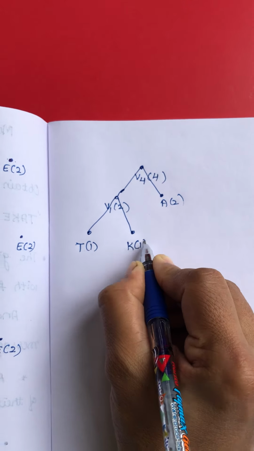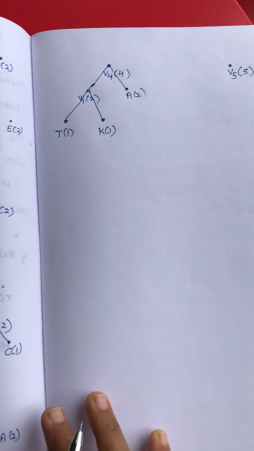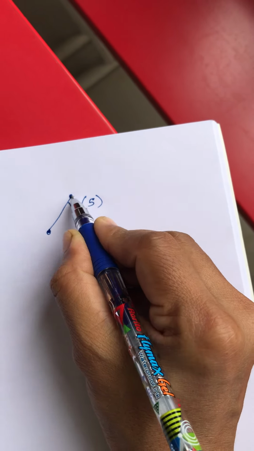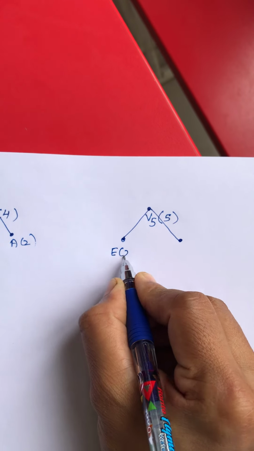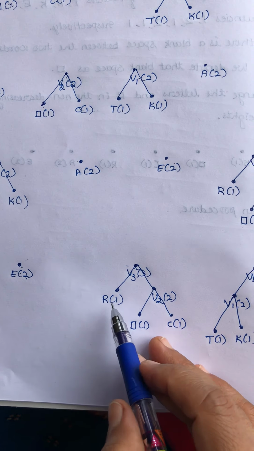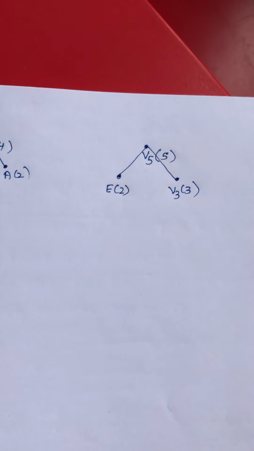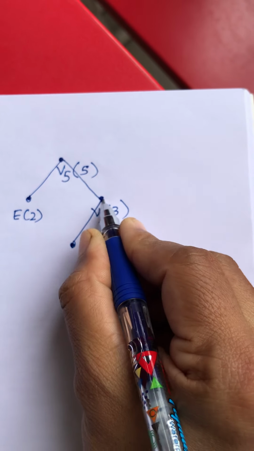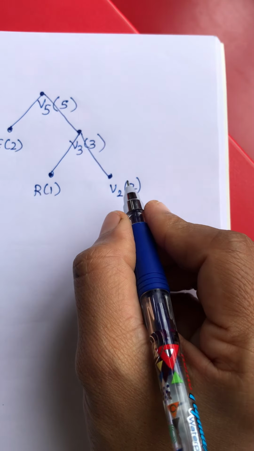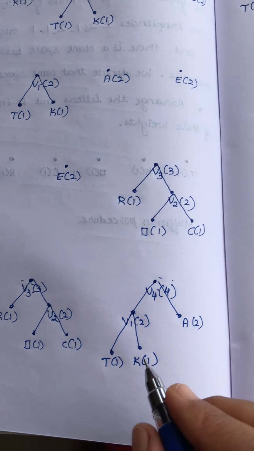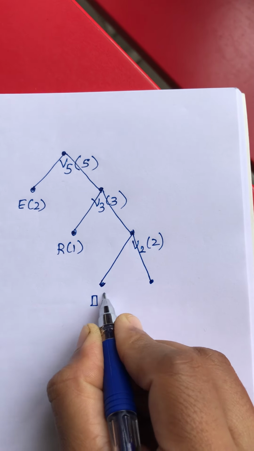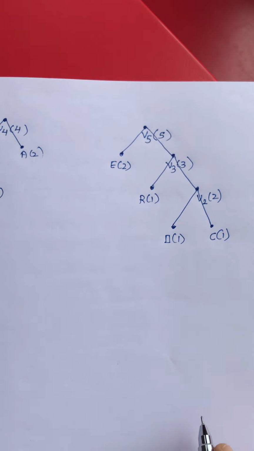T1, K1. Okay, then how did we obtain V5? V5 is obtained by E2 and V3 of 3. Okay, how did we obtain V3 of 3? R1 and V2 of 2. What is V2 of 2? It's blank space 1, C1.